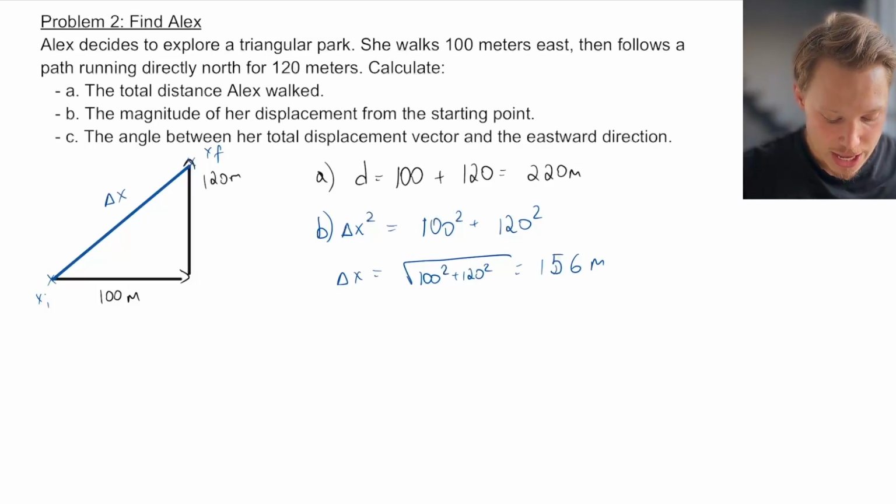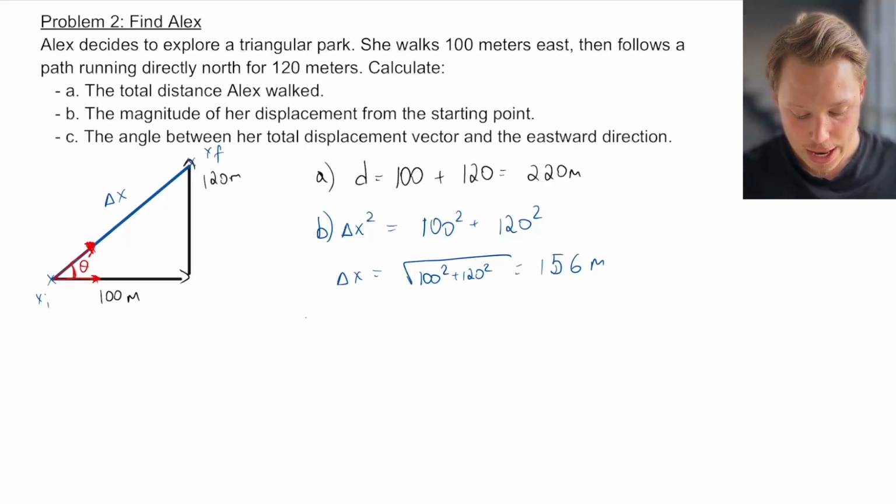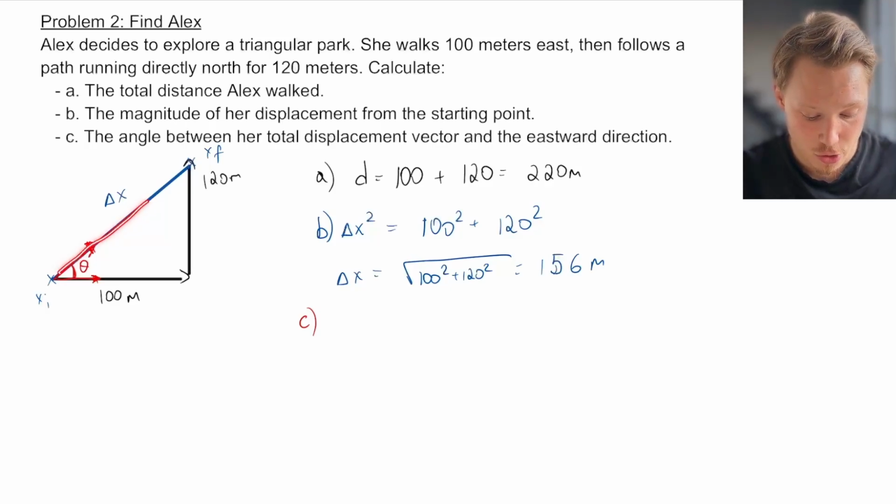Now, the third part, the angle between her total displacement and the eastward direction. In other words, the angle between here, the displacement, and east, right here. This angle right here is the one that we're looking for. Now, you really are just solving for the right triangle, where you know the hypotenuse, you know this side, and you know this side. We can use SOHCAHTOA.